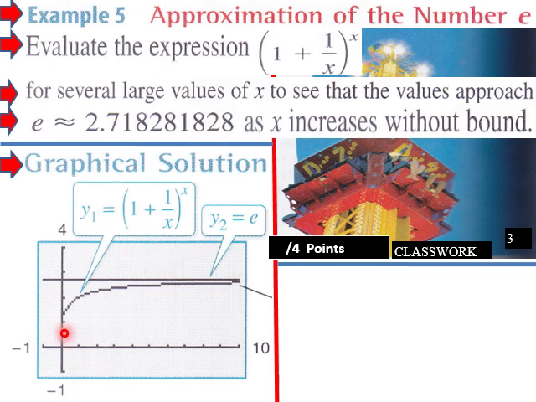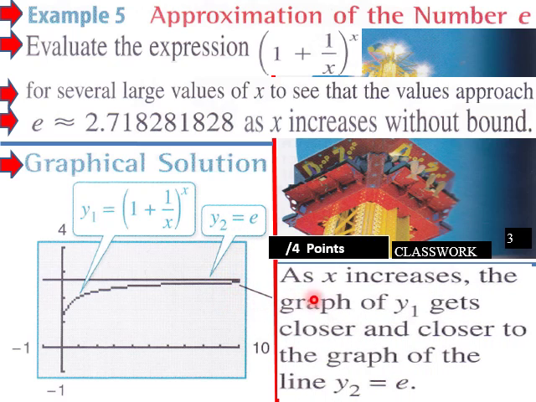So here's our graphical solution. We start here, and then we have a horizontal asymptote here, y2 equals e. So when we start here, it increases and slowly approaches the horizontal line for e. As x increases, the graph of y1 gets closer and closer to the graph of the line y2 equals e.